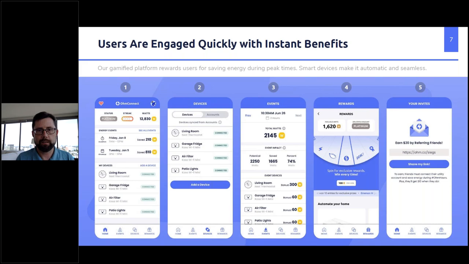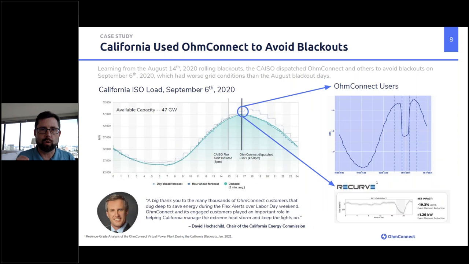Go to the next slide. I want to show you what this looked like on one of the worst days the state of California has ever seen on the grid. So I want to start with August of last year. In August of 2020, California had rolling blackouts due to supply constraints for the first time really in 20 years. And during that period of time, which ran August 14th to about the 20th, so a 5-6 day period, OhmConnect engaged its customers incredibly heavily, but we also paid them very well.